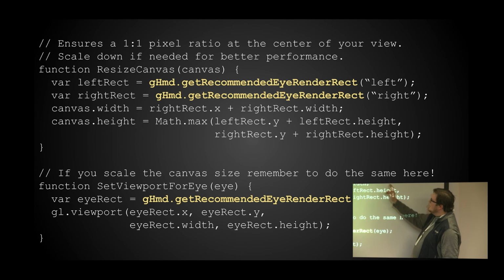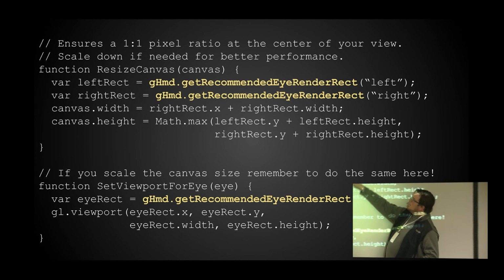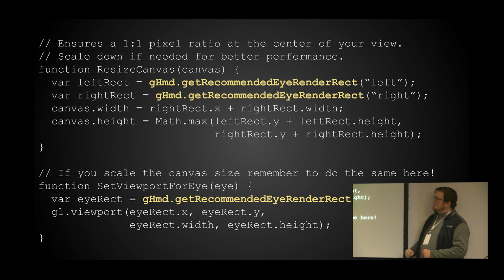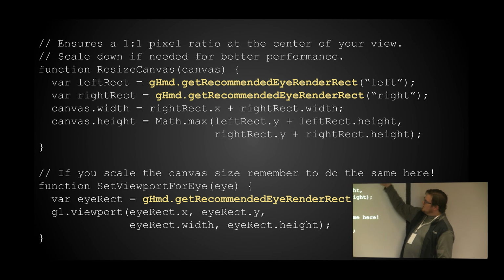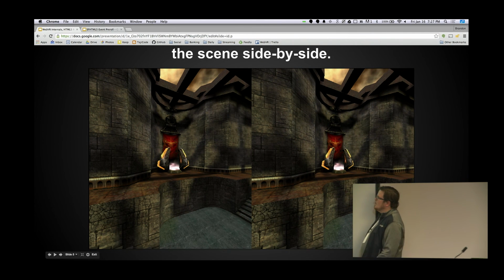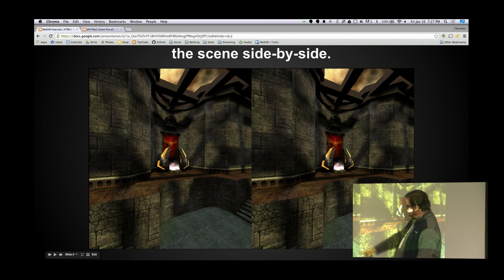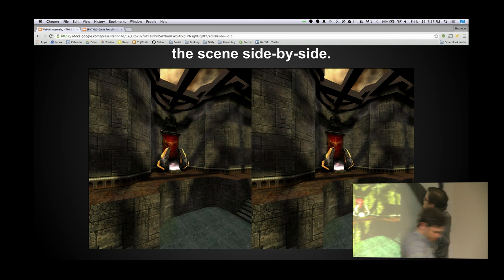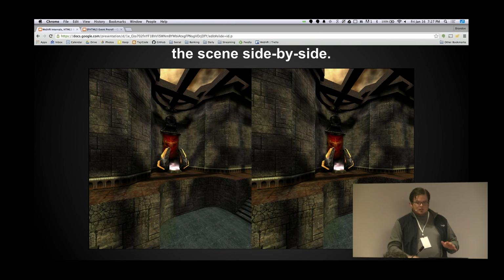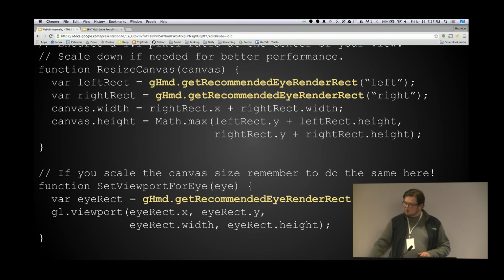So the next thing, and this is using the Git recommended render rect, because we're very uncreative with our naming. And you'll do it once for each eyeball, and what this gives you, going back to this page, is effectively the rectangle that describes a single eyeball in pixels on your canvas. You can also use this for GL viewport, which is shown on the bottom bit right here.